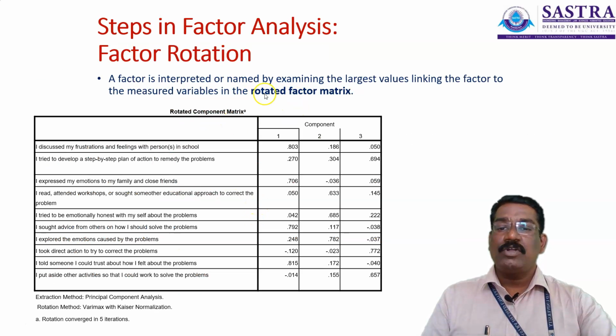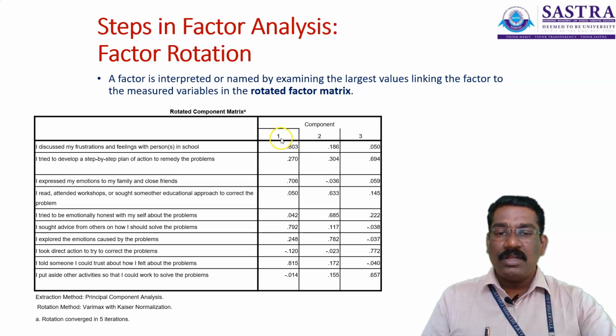So from this rotated matrix, we can infer what a factor is: it is interpreted or named by examining the largest value linking the factor to the measured variable in the rotated factor matrix. When you look at this first item or variable, we can see which factor it got loaded on. So it is 0.803.